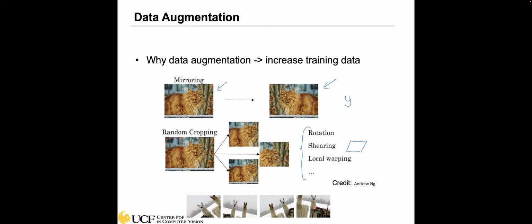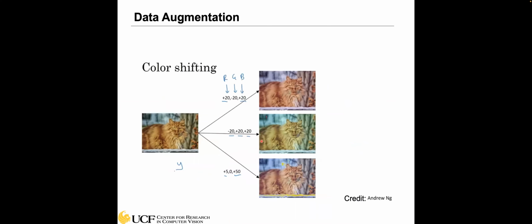Although the semantic information won't change. We don't want to change the semantic information: your cat should still be a cat, a dog should still be a dog. Maybe just the orientation, the position, or the size may change a little bit, or the color distribution may change a bit. This one is color shifting. We have RGB, three channels, and we can add some disturbances into different channels so that the color will be changed.